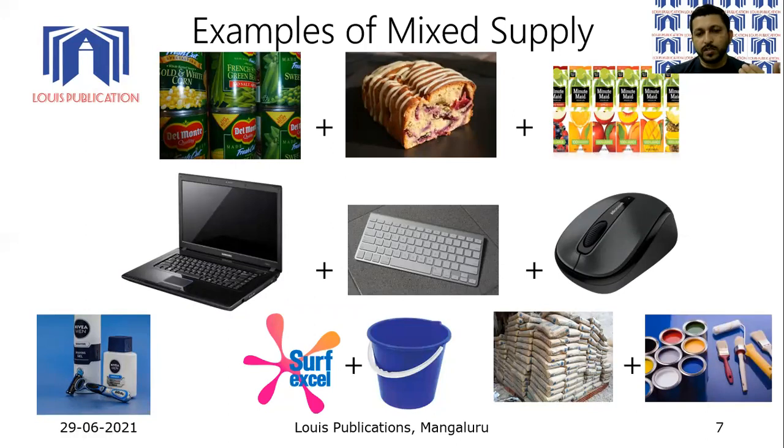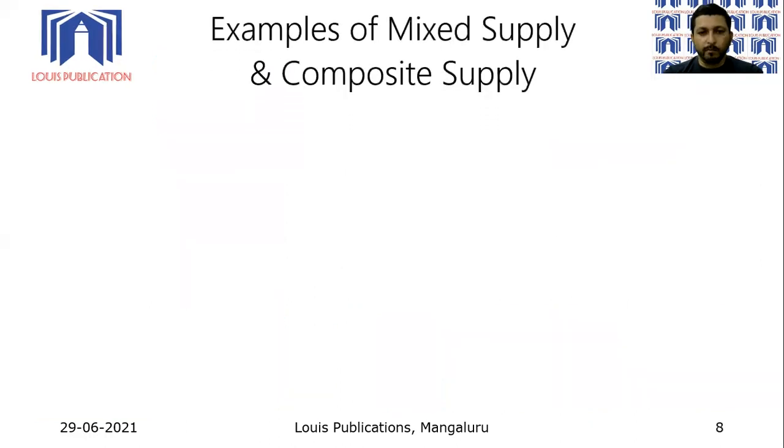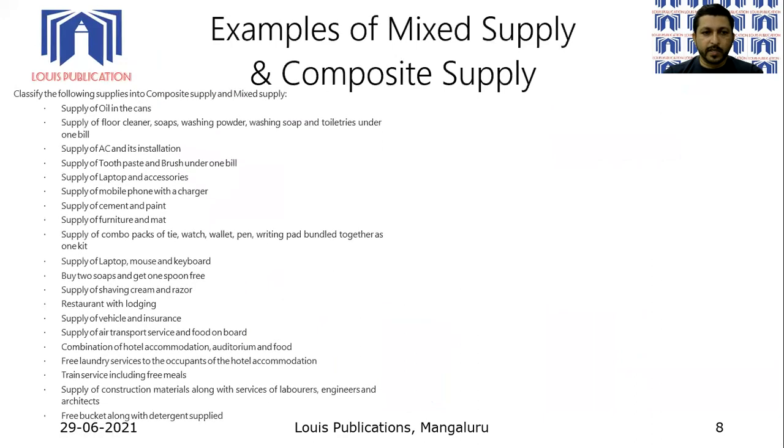Because the cement you purchase and the paint have no connection at all. But if these are combined and sold together at one single price, then that becomes an example of a mixed supply. So I hope these picture-based examples of both composite and mixed supply are clear. Now let's take a simple problem on mixed supply and composite supply.